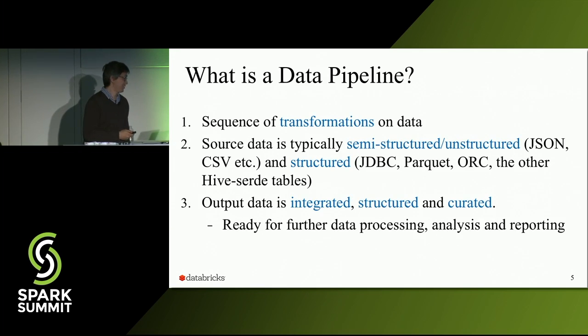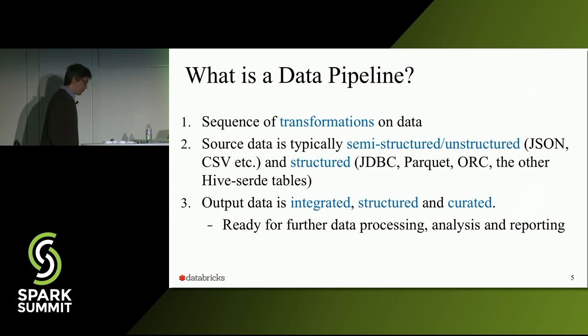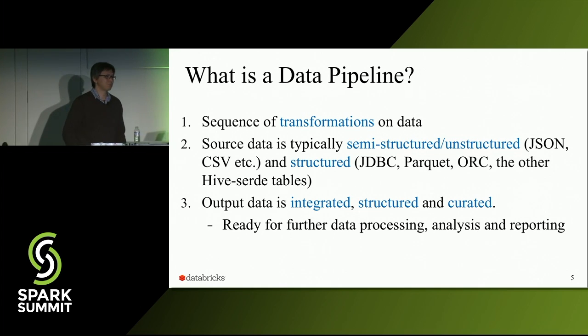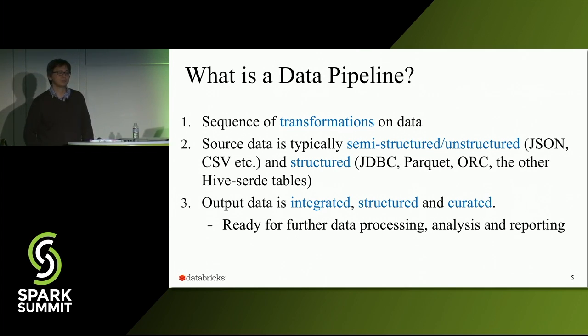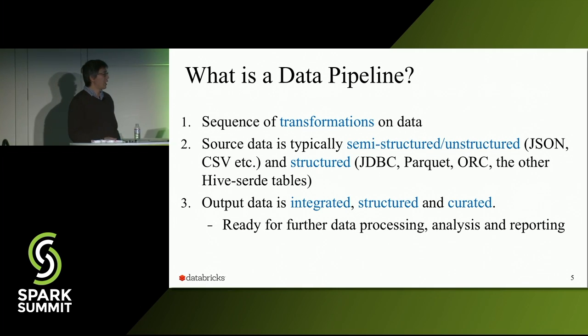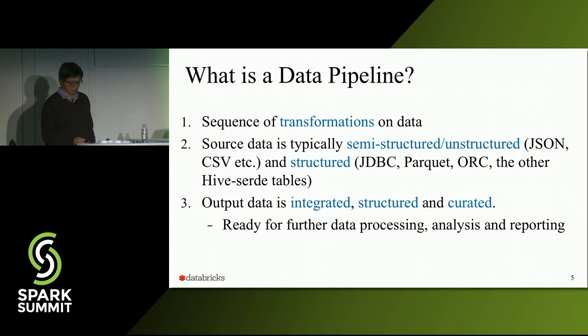So first, what is a data pipeline? We can view it as a sequence of transformations on the data. Source data could be structured, unstructured, or semi-structured. The source and the destination normally are in different storage systems. The output data normally is integrated, structured, and curated. After the data pipeline, the data is clean and ready for use.